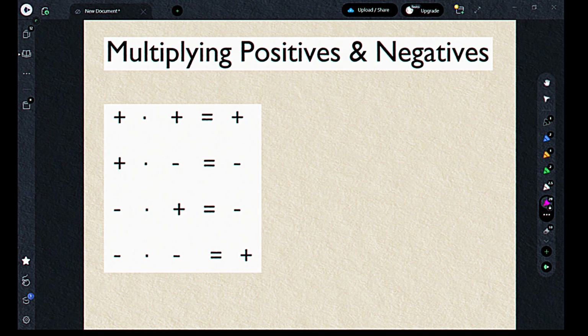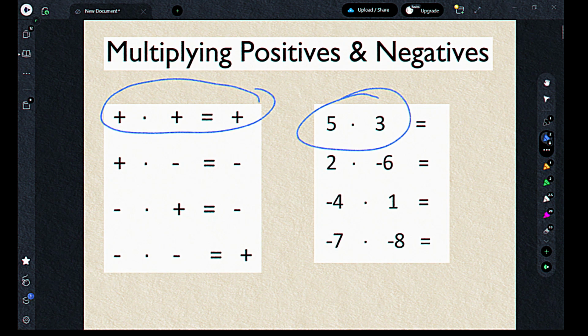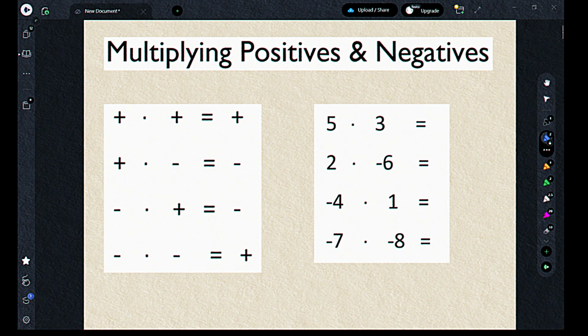Okay, let's look at some examples. Here's some examples for us. So the first one, 5 times 3, these are both positive numbers. So my answer is also going to be a positive number. It comes from this rule right here. 5 times 3 is a 15. So the answer here, positive 15.